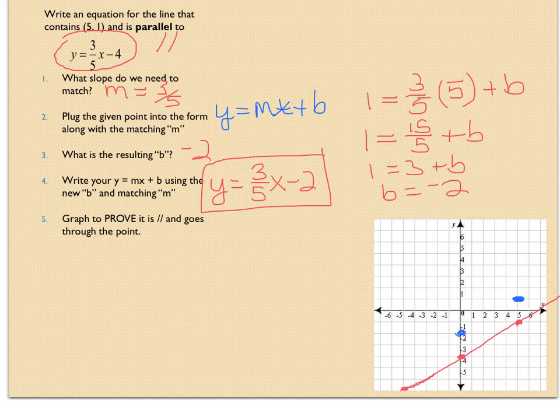I'm going to start at the y-intercept of -2, and it's going to go up 3 and over 5. Oh, look at that. I came right in at (5, 1). And draw the line. I go through the point I wanted to go through, right here, and I am parallel to the other line. Perfect.